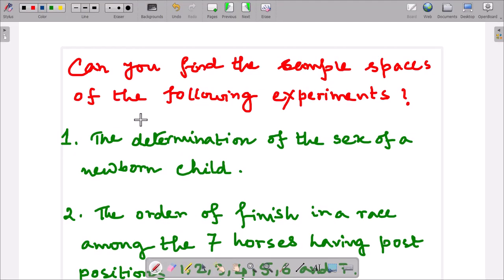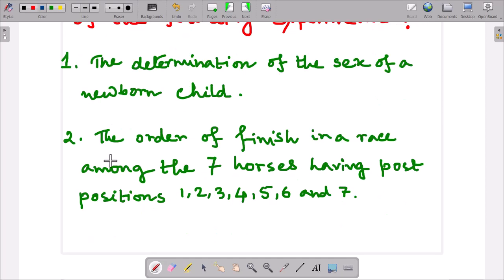Now there are some exercises. The first exercise consists of the determination of the sex of a newborn child. Can you find the sample space? The second exercise consists of the order of finish in a race among the 7 horses having post position 1, 2, 3, 4, 5, 6 and 7.